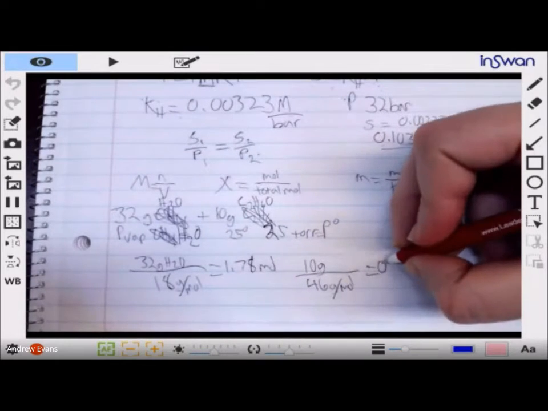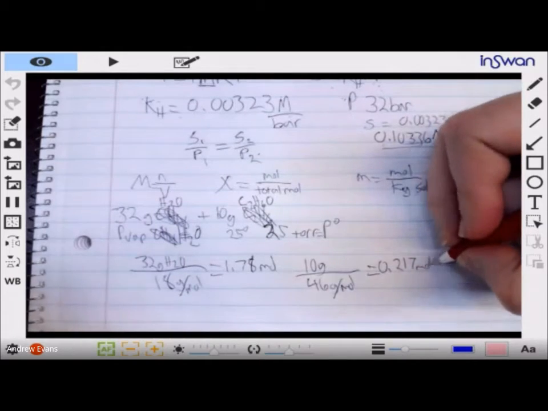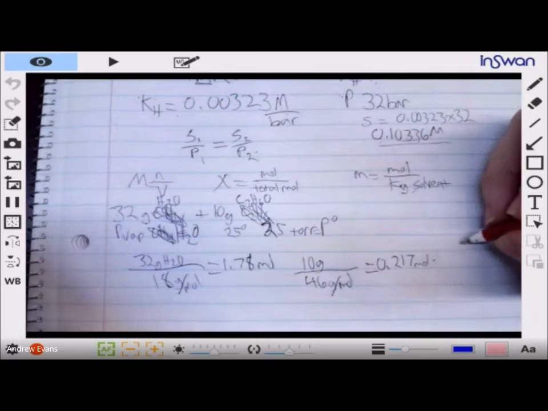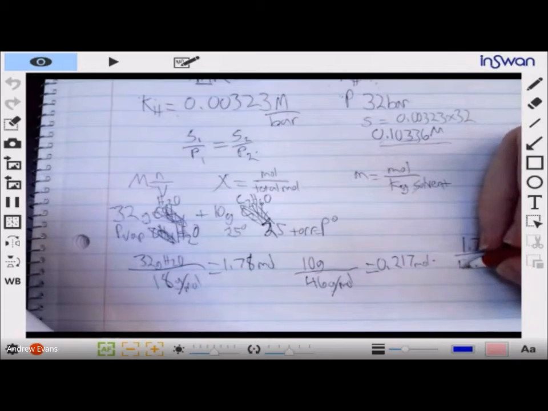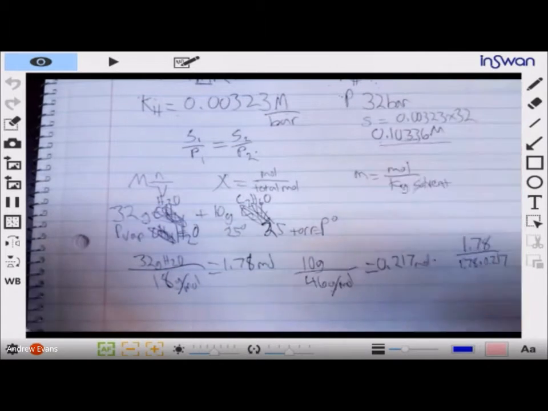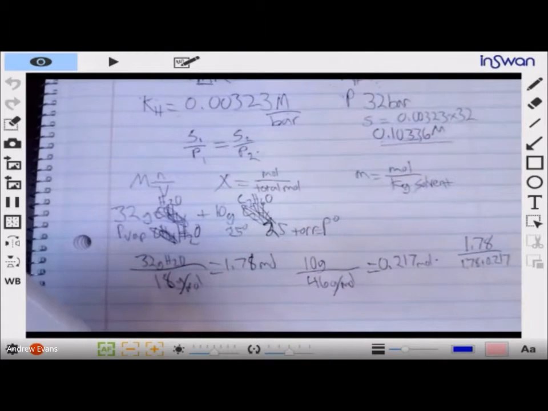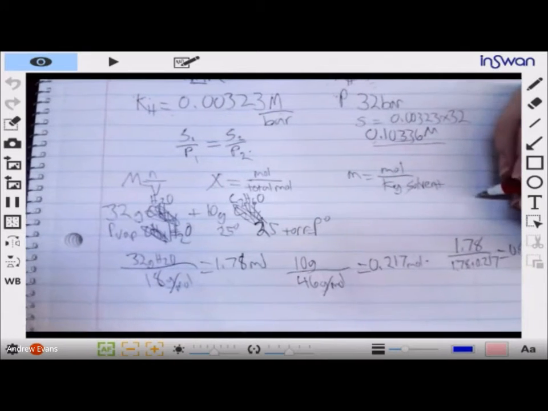So that'd be 0.217. So the mole fraction of water is going to be 1.78 divided by the sum of 1.78 plus 0.217, and that'd be, the mole fraction is 0.891.